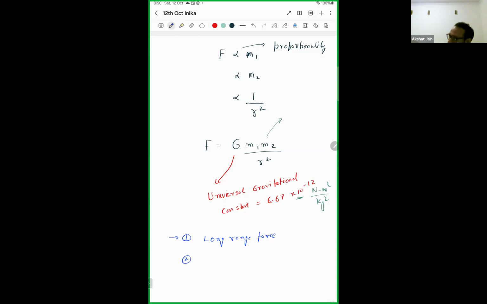The second point is, in general, with normal masses, it's a force of lower magnitude. The magnitude will be respectable only when the masses interacting are large, or at least one of them is large. So it is a weak force for masses of normal magnitude. Is it clear till here?